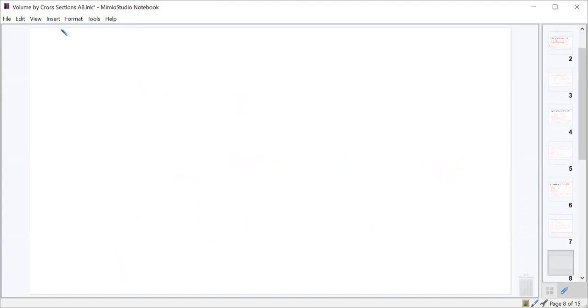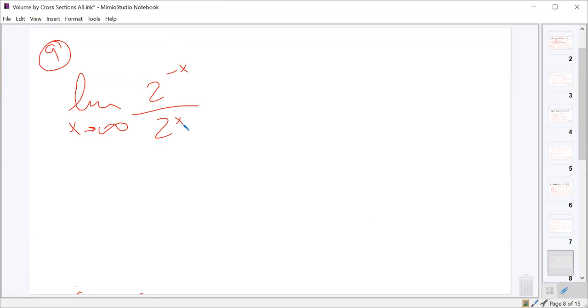All right, everybody is good with what we just did? Zoom, everyone's good with the one we just did? All right. Number 9 is the limit as x approaches infinity of 2 to the negative x over 2 to the x. And what's 10? Same except it's the limit as x approaches negative infinity.